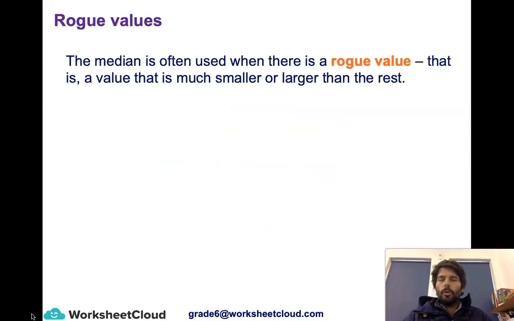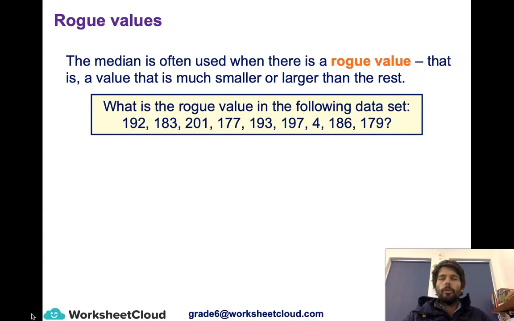I just wanted to talk to you about rogue values. Now, a rogue value is an outlier, okay? So the median is often used when there is a rogue value. So that is a value that's either smaller or larger than the rest. So you can see in the following set of data that most of the numbers are around the high 100s and around 200. So what I mean by high 100s is that it's from 177 to 201. So they're quite similar and they're quite close together.